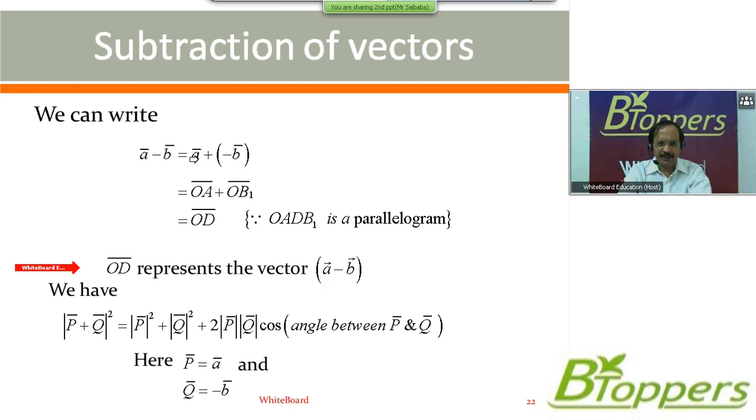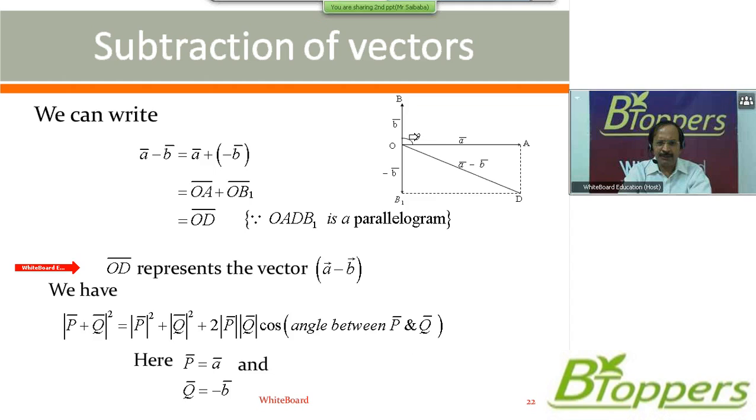A bar minus B bar is the vector sum of A bar and minus B bar. So here you can substitute on the left hand side P bar equal to A bar and Q bar equal to minus B bar. On the right hand side also you can substitute P bar equal to A bar and Q bar equal to minus B bar. The angle between P bar and Q bar means the angle between A bar and minus B bar. The angle between A bar and minus B bar will be equal to 180 degrees minus theta.